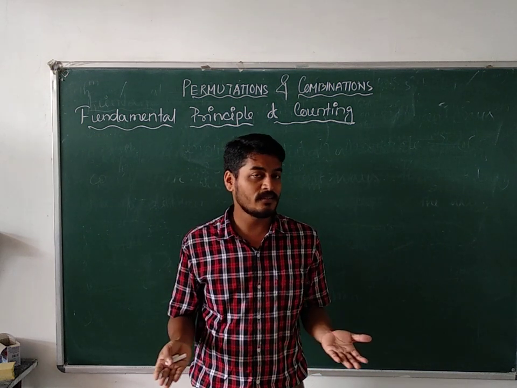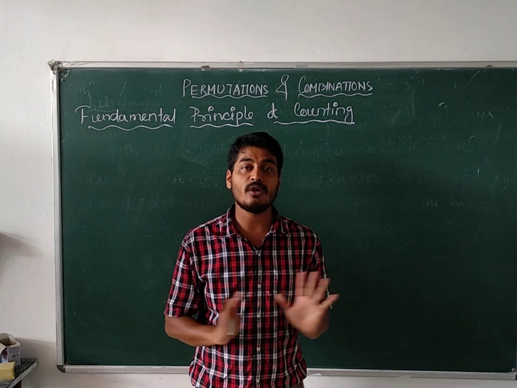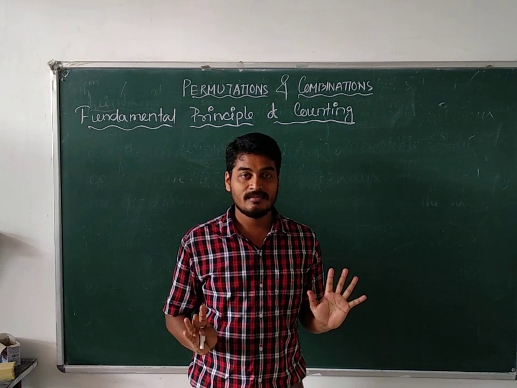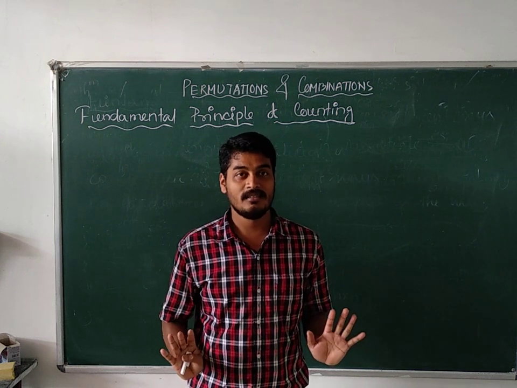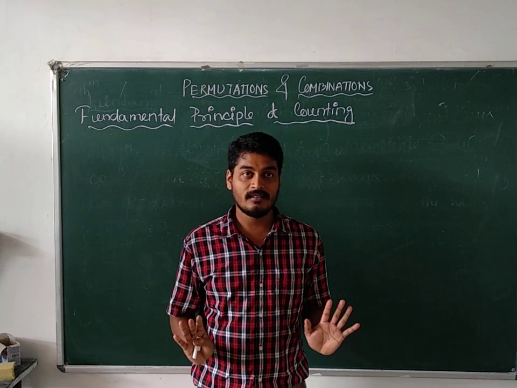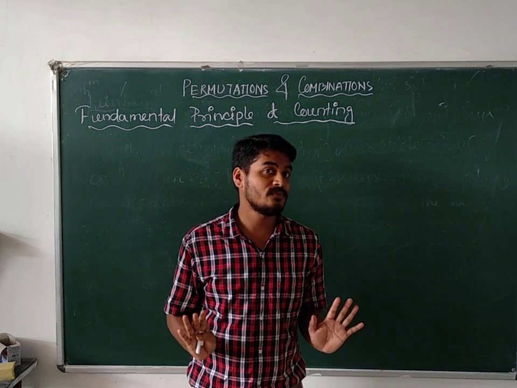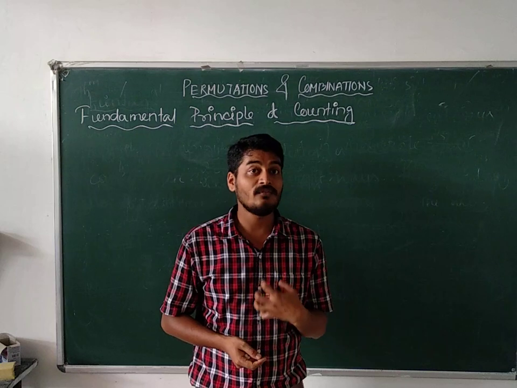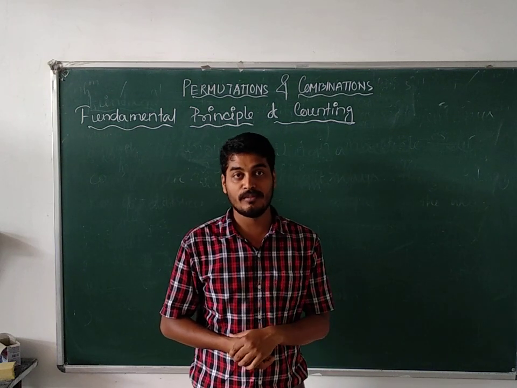So this is nothing but counting. Counting does not mean that you have to count your fingers, 1, 2, 3, 4, 5. It's not like that. But remember, counting is simple. So how can we become the master of counting? Let me explain how counting helps us to have the idea about permutation and combination.